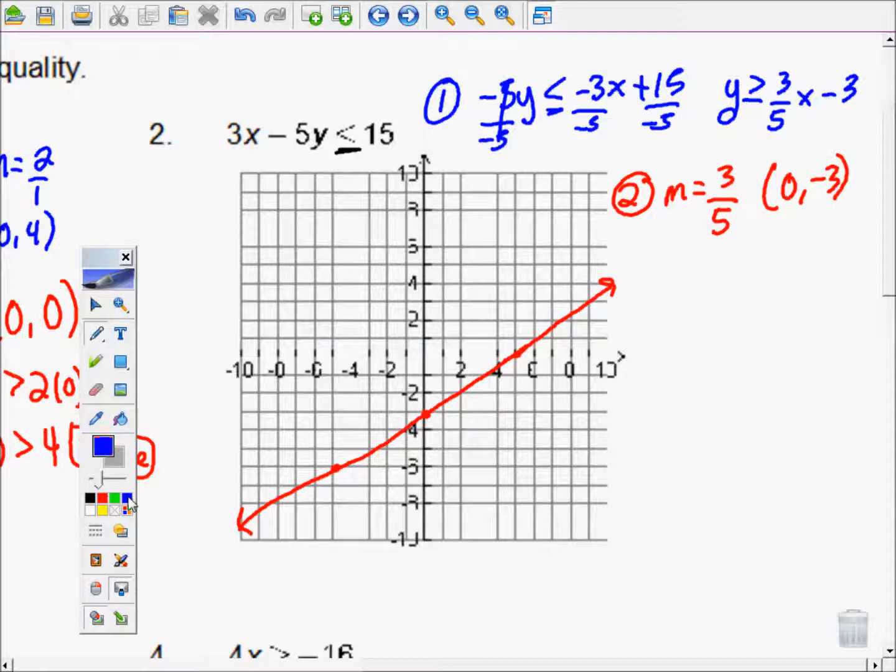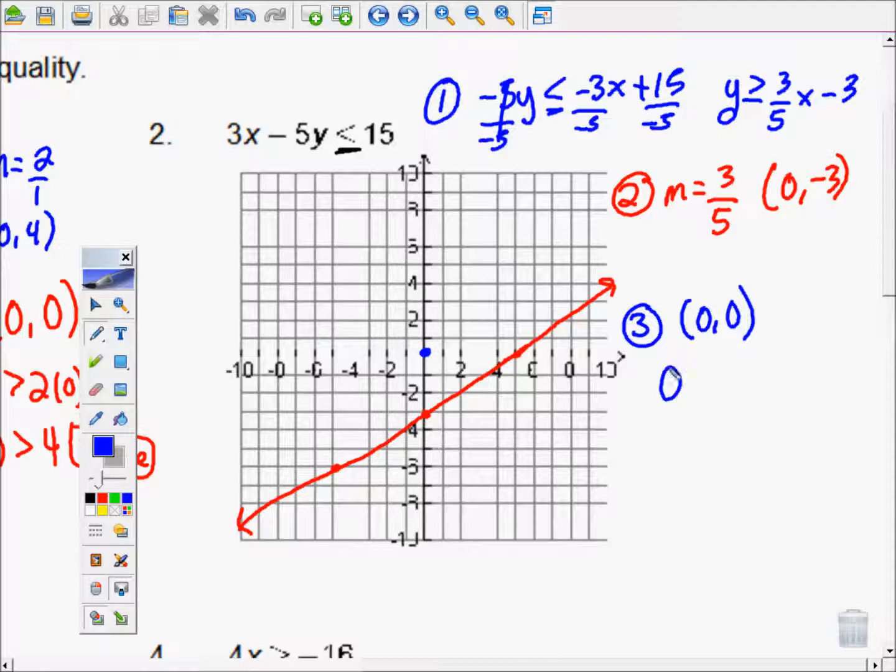All right, step 3 is what? Plug in the 0. So my test point is 0, 0. Where's 0, 0? It's located above my line. So if 0, 0 is true, then I'm going to shade above my line. If 0, 0 is false, I'm going to shade below my line. So let's plug in 0, 0.